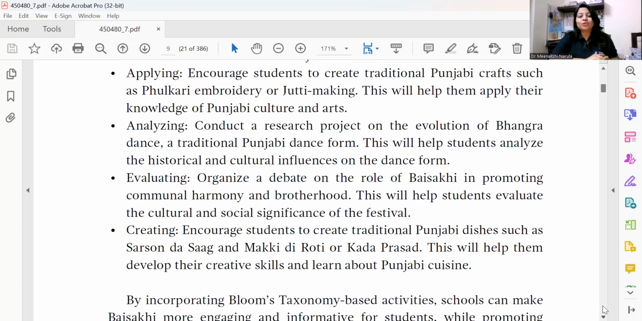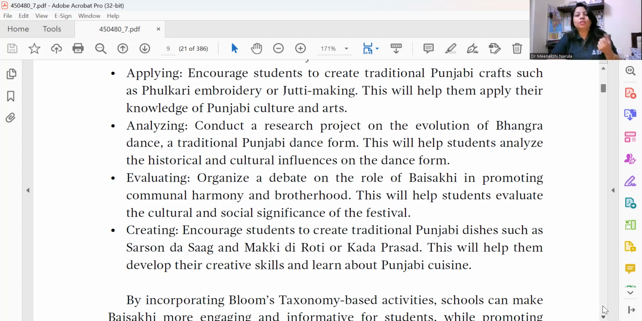At the creation level, you may encourage your students to create traditional Punjabi dishes in your club, right? This is how you can have Kada Prashad. Let the children take it home, let the children have it. This will help them develop their creative skills, their culinary skills. They'll know about Punjabi culture and learn about Punjabi cuisines also. Like, is it healthy? Ghee is used, or maybe nowadays we are using refined oil, but in Punjabi food a lot of preference is given to ghee. It is pure, right? Milk products.